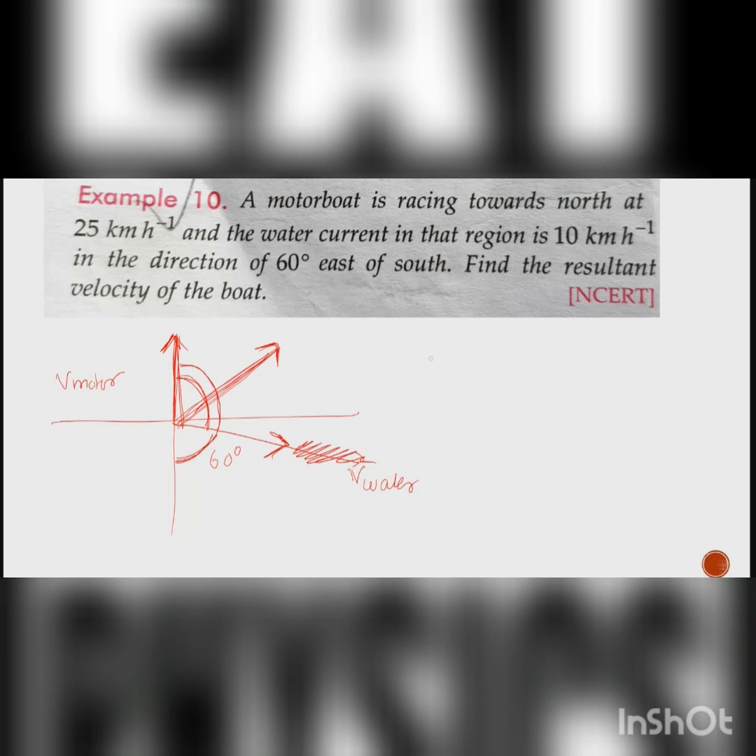So now it becomes very simple. The resultant vector would be given by under root velocity of motorboat square plus velocity of water square plus 2 into A into B into cos of 120 degrees. So this would be cos of, tell me, cos of what? 180 minus theta is what? Sin theta, or minus sin theta?